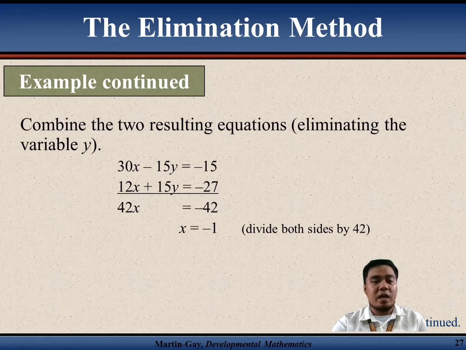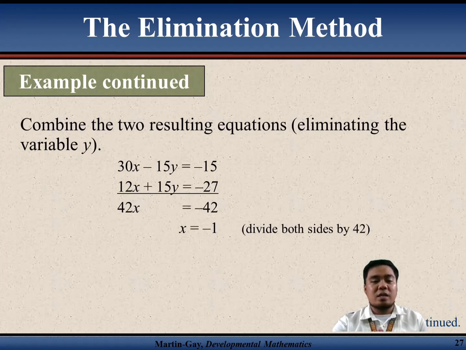What is being left is 30x plus 12x is 42x is equal to negative 42. So how am I going to get the value of the variable? I will divide that one by 42. So what is being left is x is equal to negative 1. So I already have the value of x, which is negative 1.